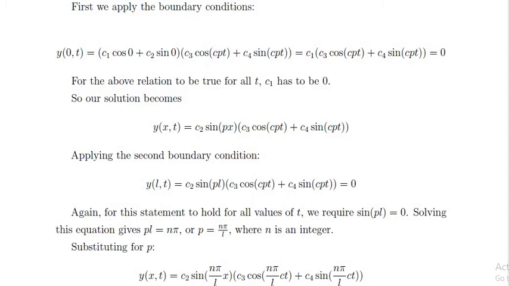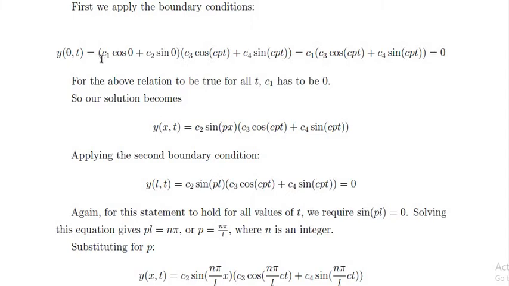Next, we apply the boundary conditions one by one. First boundary condition is y of 0 t equal to 0. That means here x equal to 0. Put x equal to 0 in the solution of wave equation. We will get c1 cos 0 plus c2 sin 0 into c3 cos cpt plus c4 sin cpt. Cos 0 is 1, sin 0 is 0. So it is equal to c1 into c3 cos cpt plus c4 sin cpt, which is equal to 0.